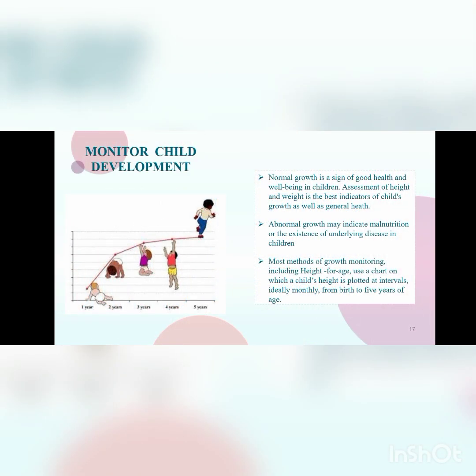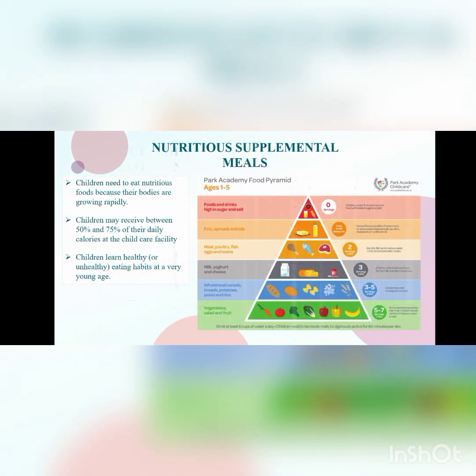Monitor child development. Normal growth is a sign of good health and well-being in children. Assessment of height and weight is the best indicator of a child's growth as well as general health. Abnormal growth may indicate malnutrition or the existence of underlying diseases in the children. Most methods of growth monitoring, including height for age, use a chart on which a child's height is plotted at intervals, ideally monthly, from birth to 5 years of age.